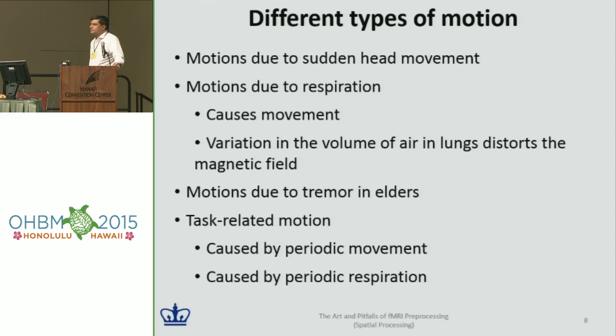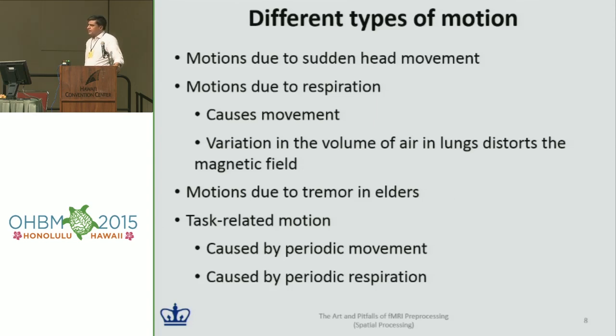Motion due to respiration. Breathing inside the scanner, because we don't breathe at the same rate all the time. After a few seconds, or maybe, I don't know exactly how much, we have one big breath that involuntarily affects movement inside your head, and you can see it in your motion parameters. The other effect of respiration is the variation in the volume of air inside the lung, which distorts the magnetic field, and that's another thing that we see.